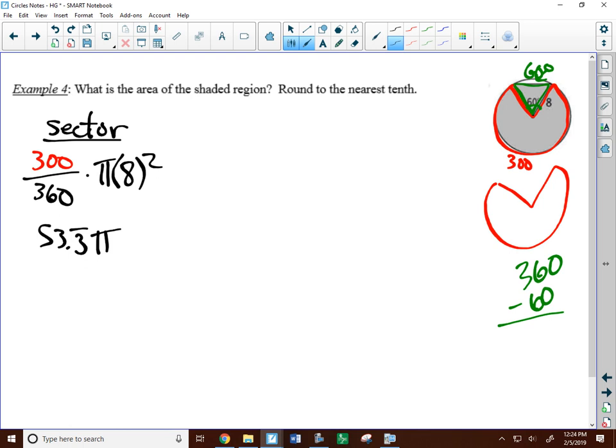Your calculator might know the fraction, like 160. Is that what it is? 160 over 3. Alright, let's go on to the triangle.